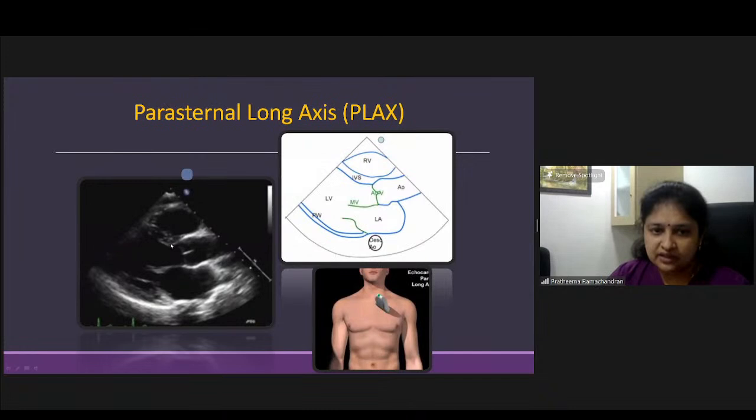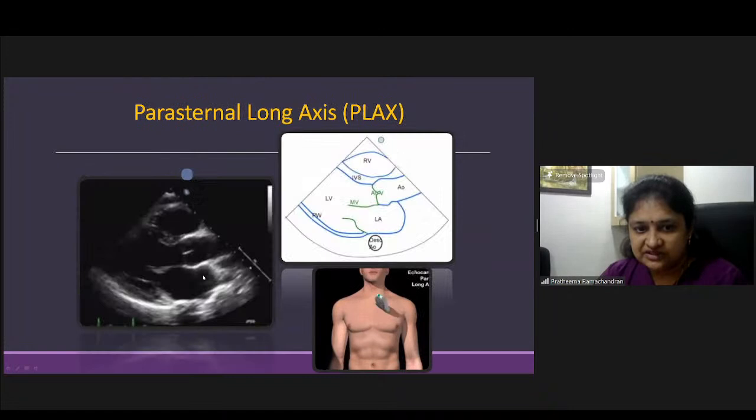We can see that this is the right ventricle, this is the left ventricle, this is the left atrium. So left atrium, left ventricle, this is the mitral valve, this is the right ventricular outflow tract actually. We can see the aorta here and the aortic valve. So this is a cross section. Here we can see the aorta, descending aorta.